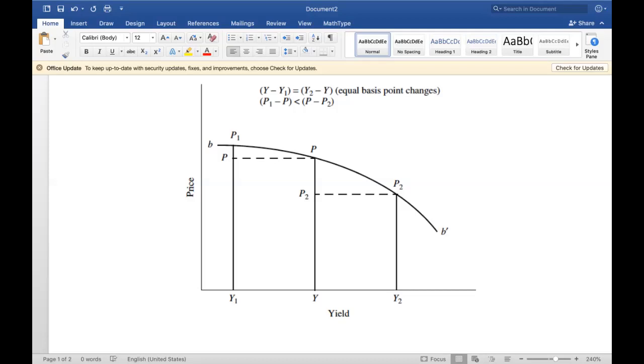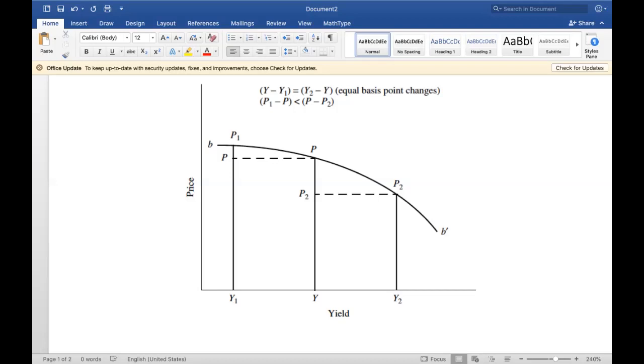For a given large change in yield, the price appreciation is less than the price decline. So here, this price appreciation from P to P1 is less than the price decline from P to P2. Right? For callable bonds, this relationship is true, and this is a very important characteristic of callable bonds. It is referred to as negative convexity. What is negative convexity? Negative convexity is that the price of a callable bond will appreciate less than it declines when rates change by a large number of basis points.